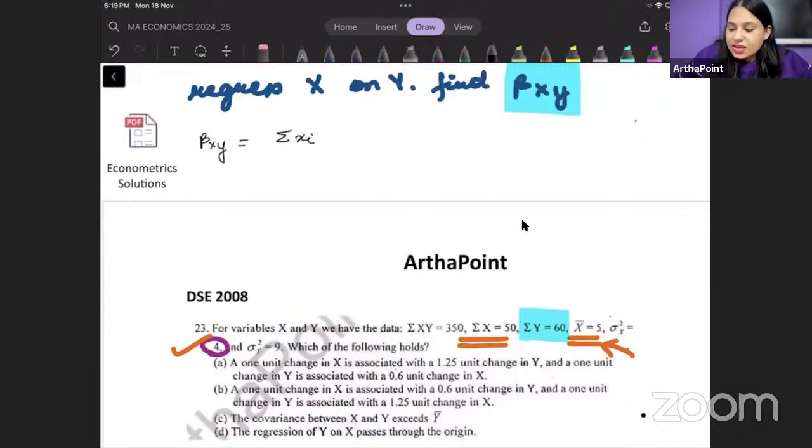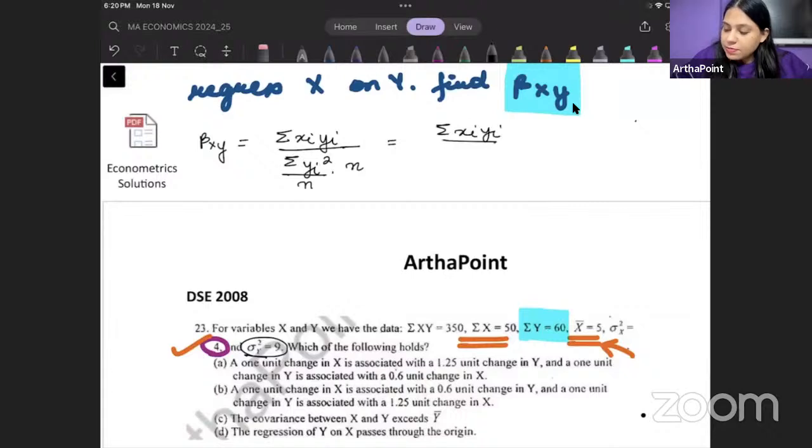Summation xi yi upon summation yi square. You're given the variance of y. Convert the denominator in terms of variance. Okay, 5 by 9. Let's check. So I'll convert this in terms of variance by multiplying and dividing by n. Right? Now you see that the denominator has become the variance. So I will get summation xi yi by sigma square y into n.